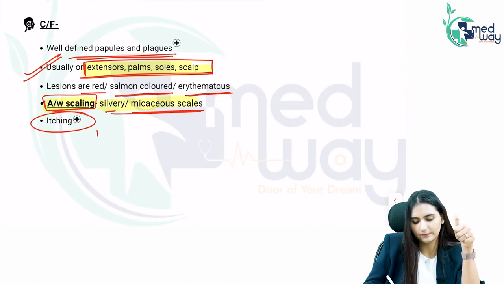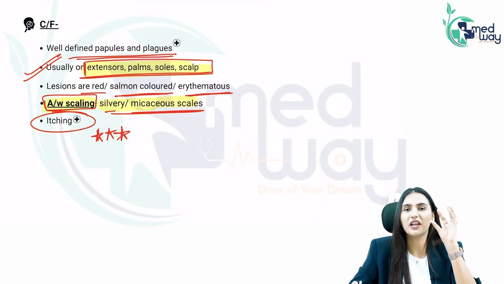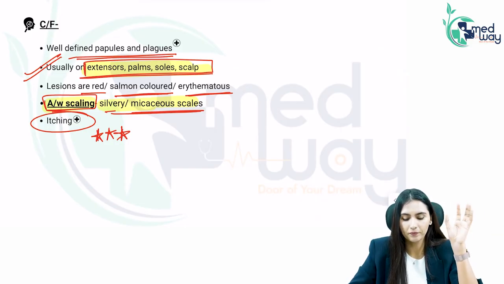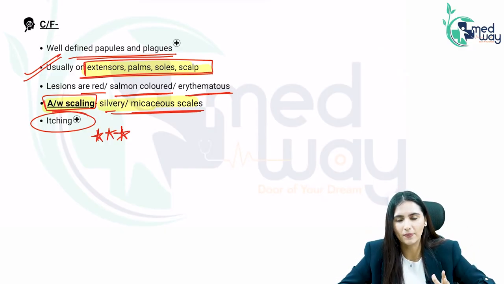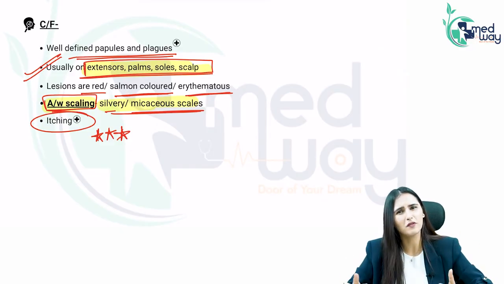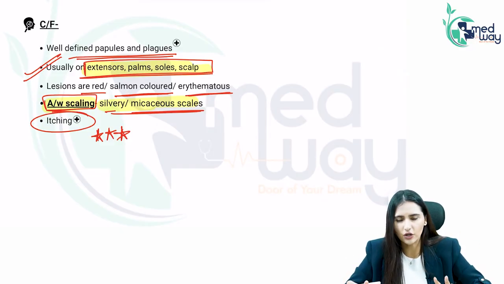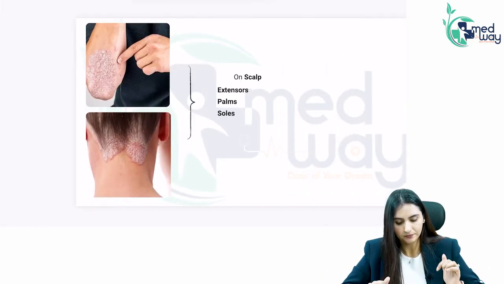Itching is present. Itching is a thing that is definitely seen in psoriasis, okay? Because of all the inflammation, all the inflammatory mediators that have come, they're going to release mediators for itching as well. And all that inflammation is going to give the patient restlessness, itching. Okay? So these are in general clinical features.